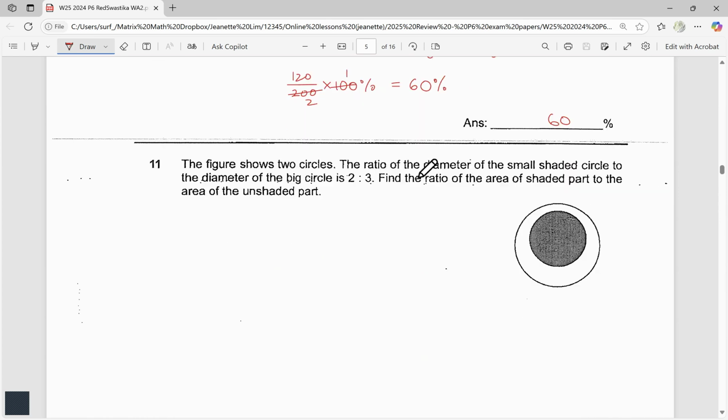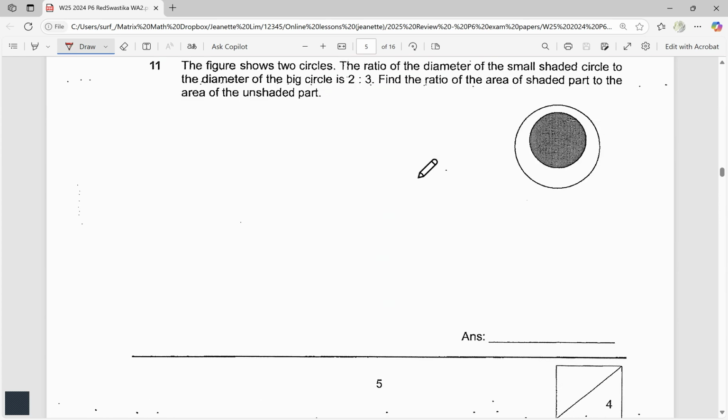All right, next. Question 11. The figure shows 2 circles. The ratio of the diameter of the small shaded circle to the diameter of the big shaded circle is 2 to 3. Find the ratio of the shaded part to the unshaded part.